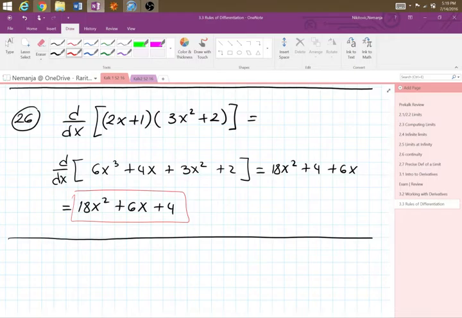So the last concept for 3.3 is high. Do you want one more example? Yes or no? Nah, good. All right.